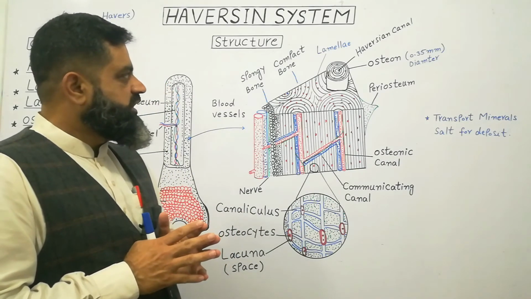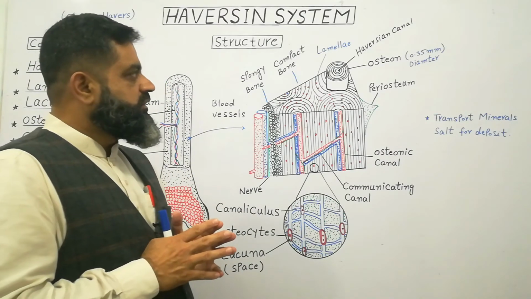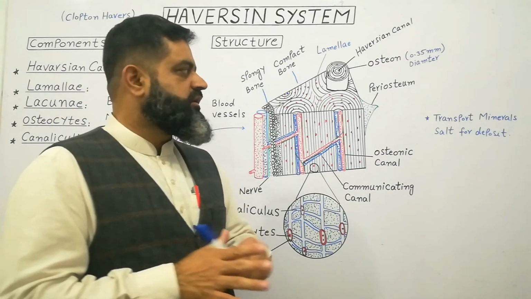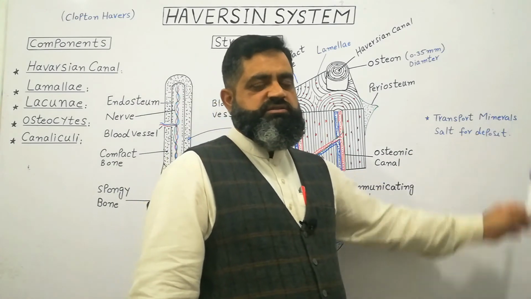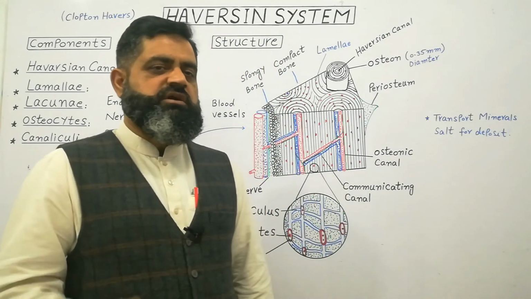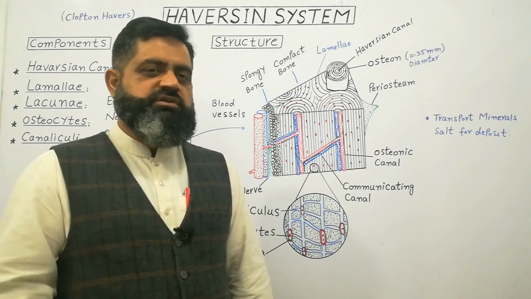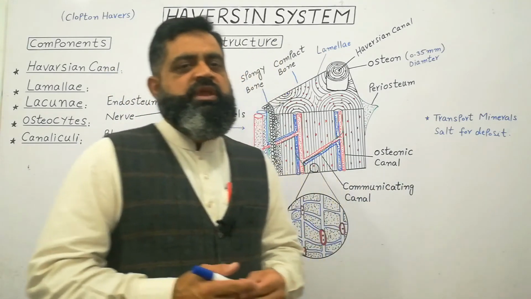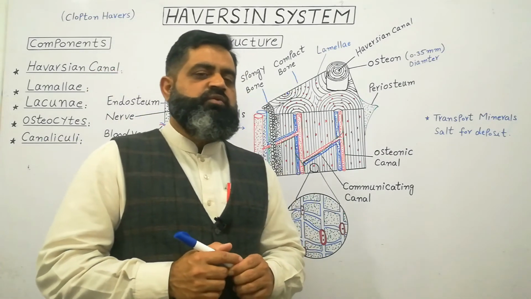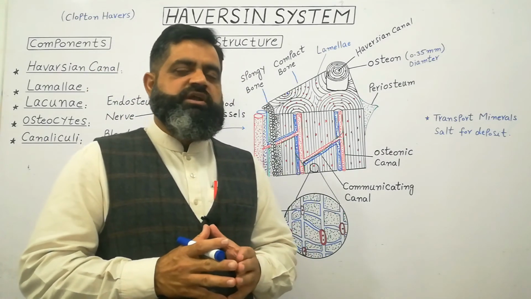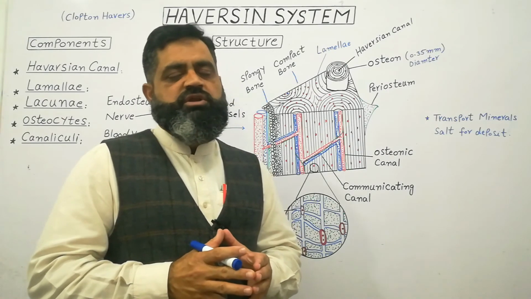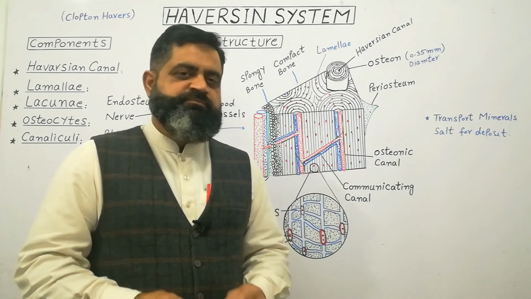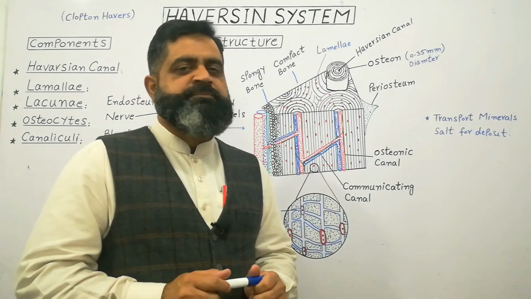If we look at the function of this Haversian system, it transports minerals and salts like calcium, phosphates and other salts and proteins which are necessary for the formation of bones, and salts for deposit in the bone. As you know, when a human is a child, it has 270 to 300 bones which later on join together to form bones, which remain 206 bones.